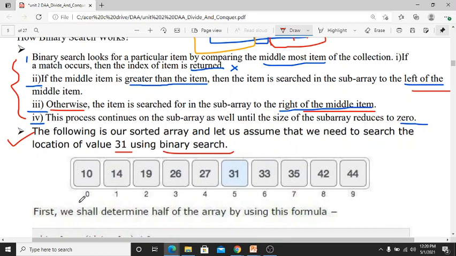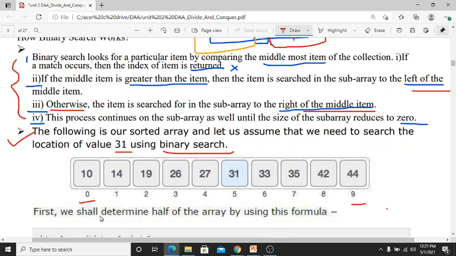The array starts with 0 and ends with n minus 1. How many elements are there? 10. 1, 2, 3, 4, 5, 6, 7, 8, 9, 10. So 10 minus 1 is 9. So the array starts with 0 and ends with n minus 1. These are the elements in the array, and we are searching with binary search.